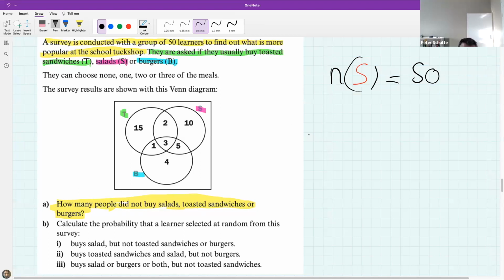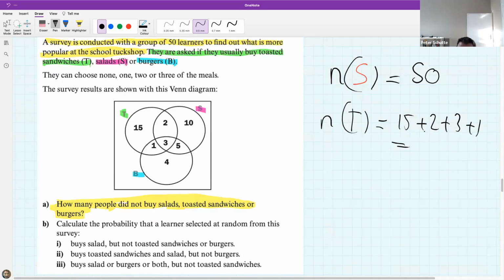So I'm looking at these different areas, and this area, for example, the number of items in T would have to be 15 plus 2 plus 3 plus 1, which is 21. But now I actually think I know, to find this region, I have to subtract. I have to go 50 minus all these here.